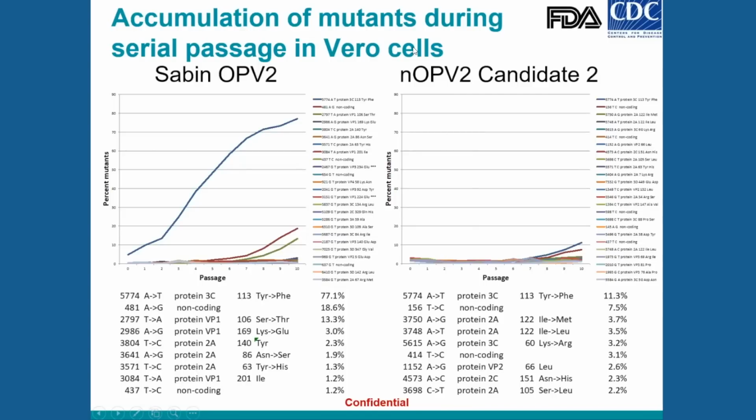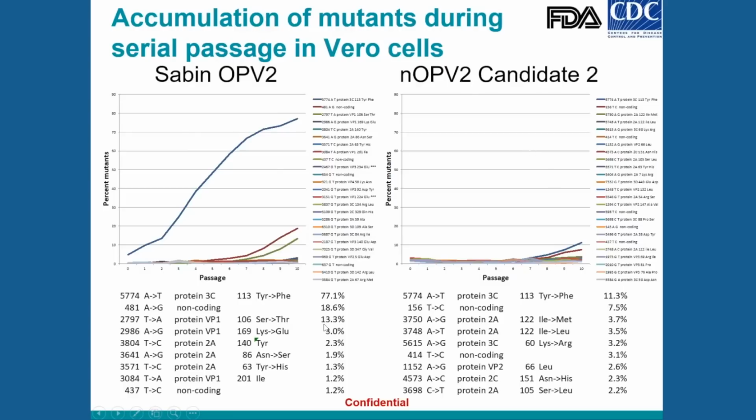And Vero cells are selected for reversion of the 481 position and for other changes. And so this was after 10 passages, a rigorous test for the genetic stability of the candidate strains. So this is Sabin OPV2, and there's a number of changes that are occurring in Sabin OPV2 as detected by Kostya by deep sequencing. And then this is our candidate OPV2, and it was much more stable.